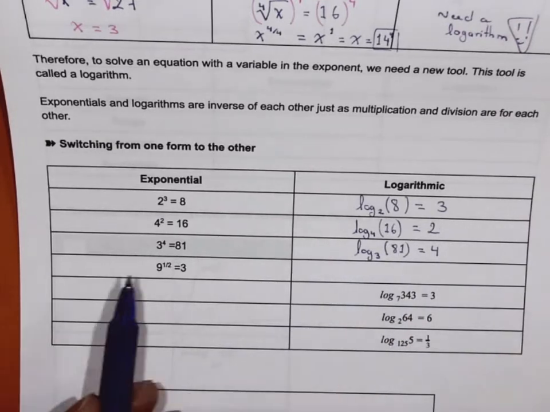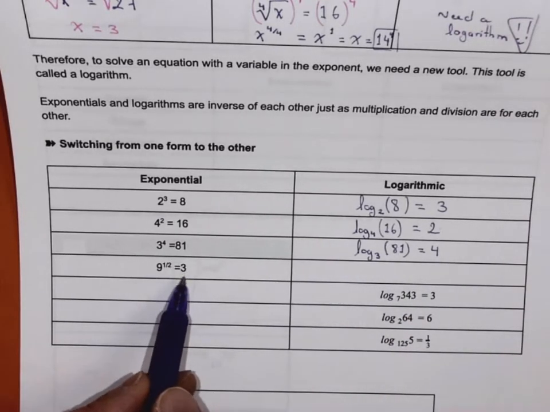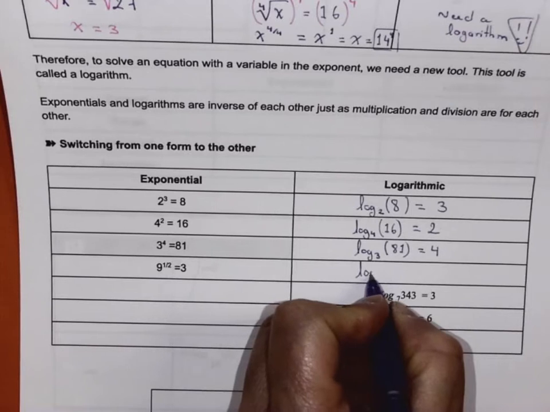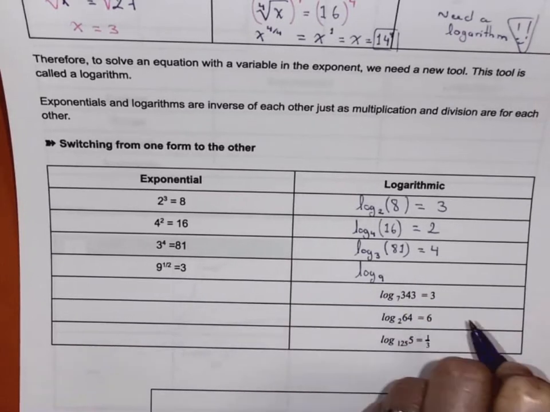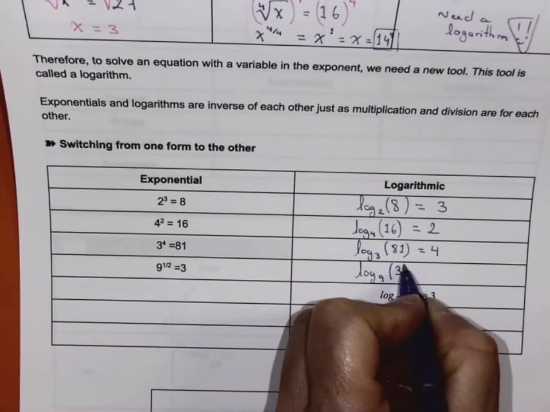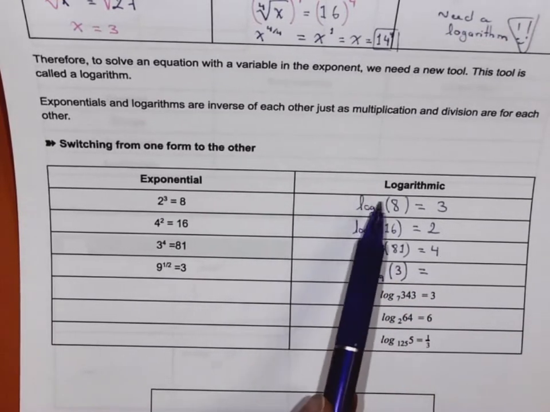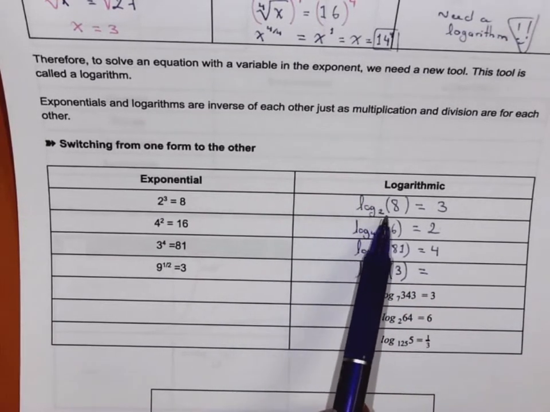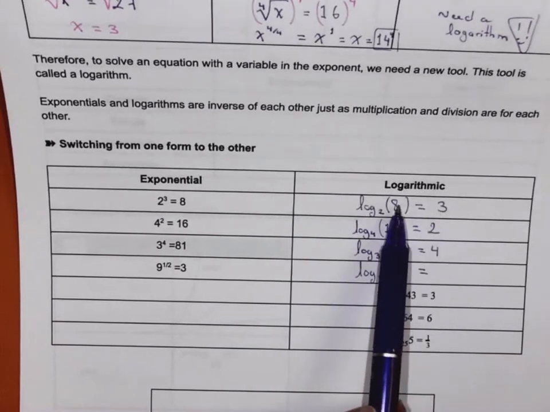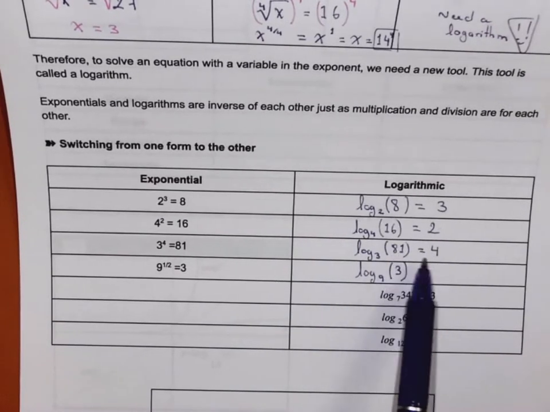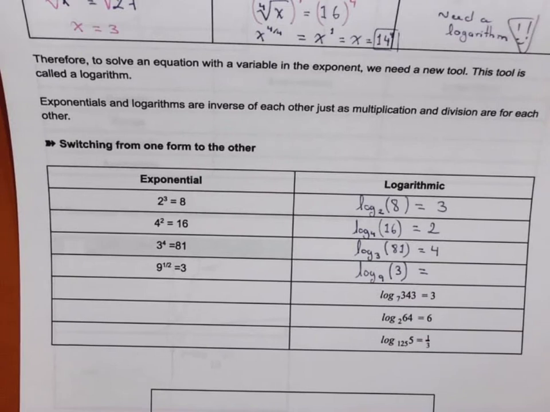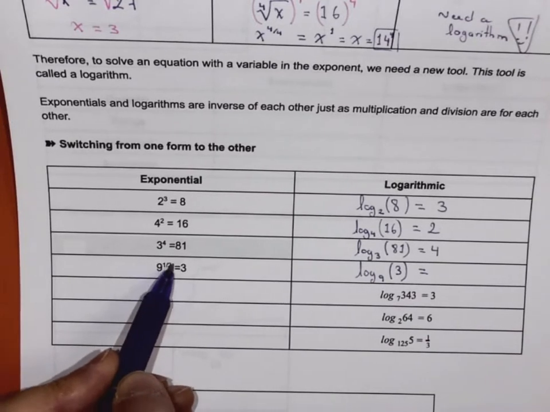9 to the 1/2 equals 3. So log base 9 of 3 is equal to what? The first example might make you think that this value here is always smaller than this one, but it is not always the case, right? Because an exponent could be a root, as it is in this case.